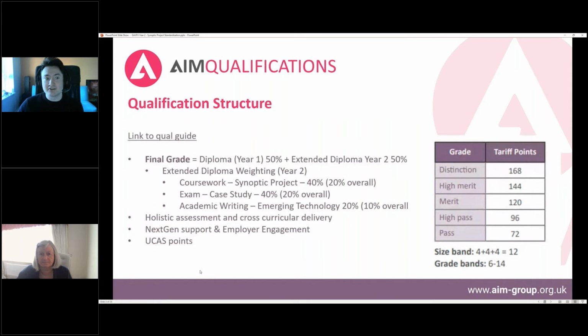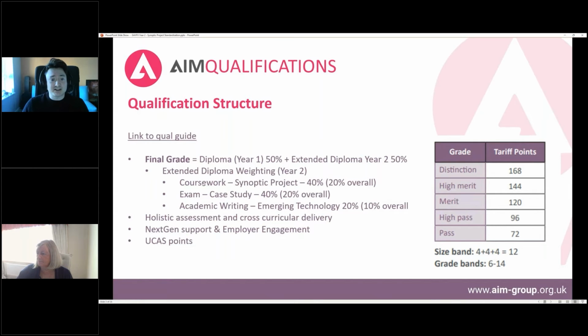Cool. So the qualification structure. I think some of these materials are going to be available after the session as well. Some of the links that you'll see in here are just links to the qualification handbook. So the final grade that students get is made up of their year 1 grade, the diploma, added to the year 2 grade, the extended diploma, so both worth 50% of their overall grade.